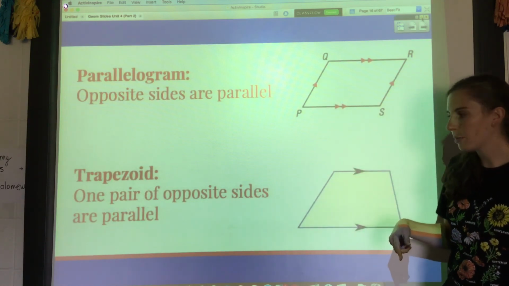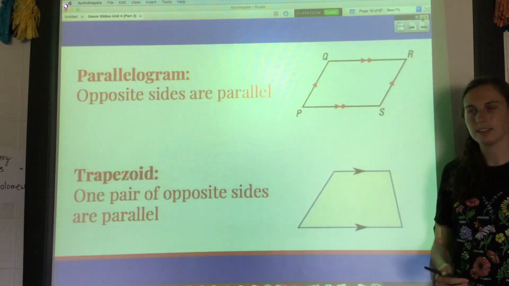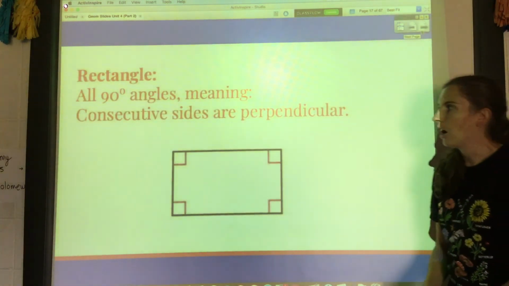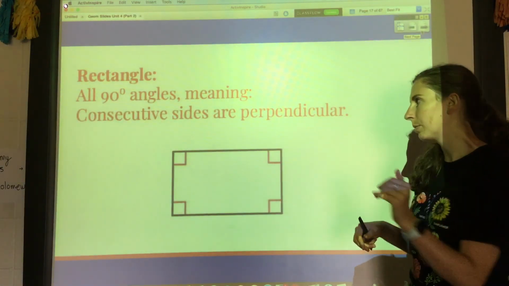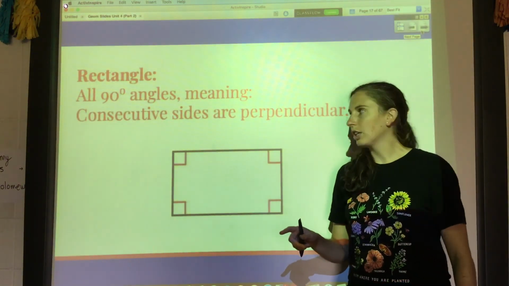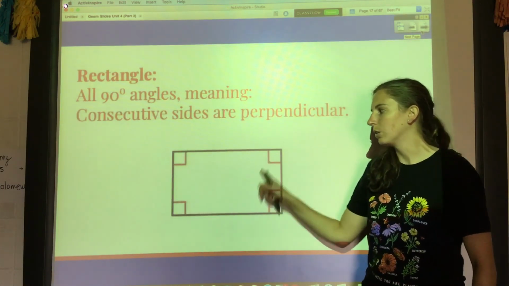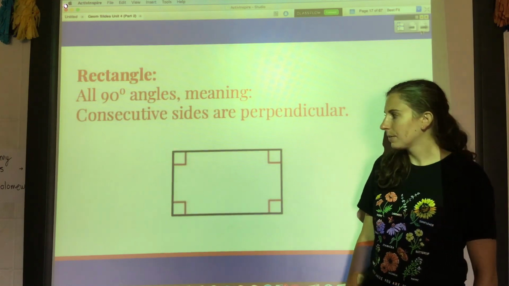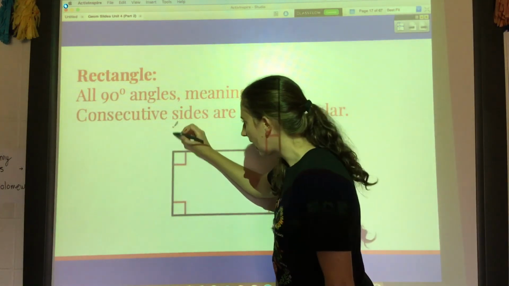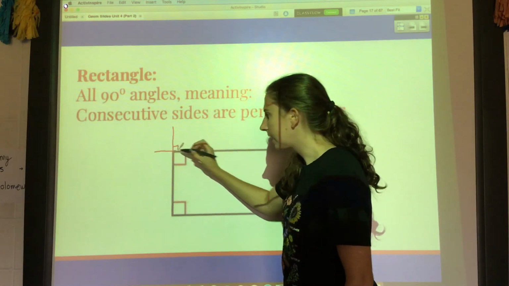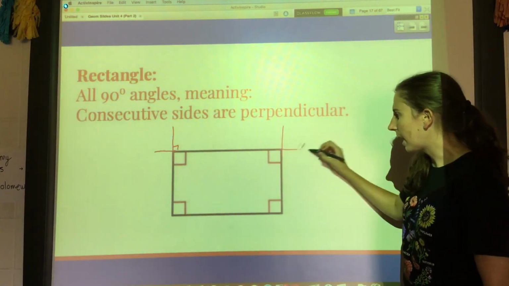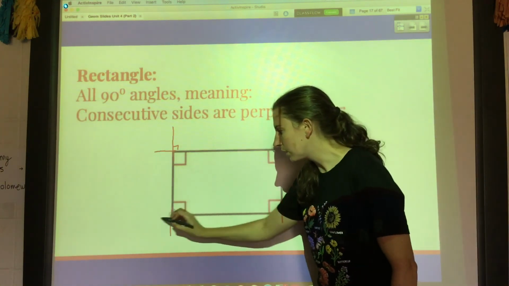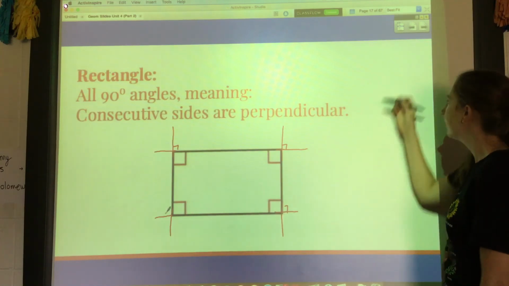A trapezoid, if you remember, is just one pair of parallel sides, usually not two. A rectangle is a parallelogram, remember that. In addition, it's got all congruent angles. They're all 90 degrees. This means that if you take a look at each of these sides, they should be perpendicular. Like these two sides should also be perpendicular, and these two sides should be perpendicular, and these two sides should be perpendicular. So keep that in mind.